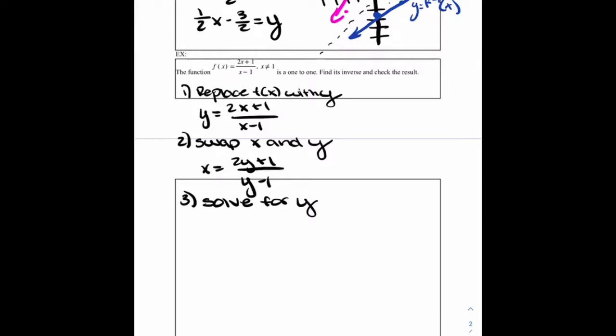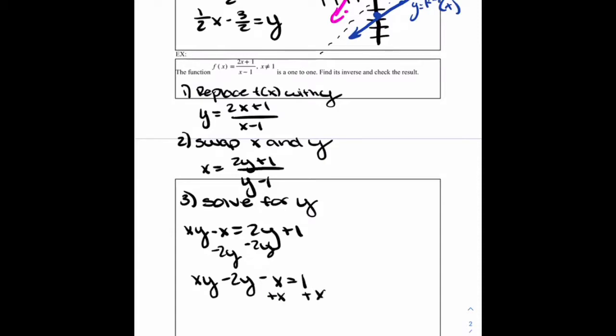I'm going to start by multiplying both sides by y minus 1 to get rid of the fraction. So I'm going to end up with xy minus x equals 2y plus 1. I'm going to put the y's on the same side. So xy minus 2y minus x equals 1. I'm going to put x on the other side and get xy minus 2y equals x plus 1.